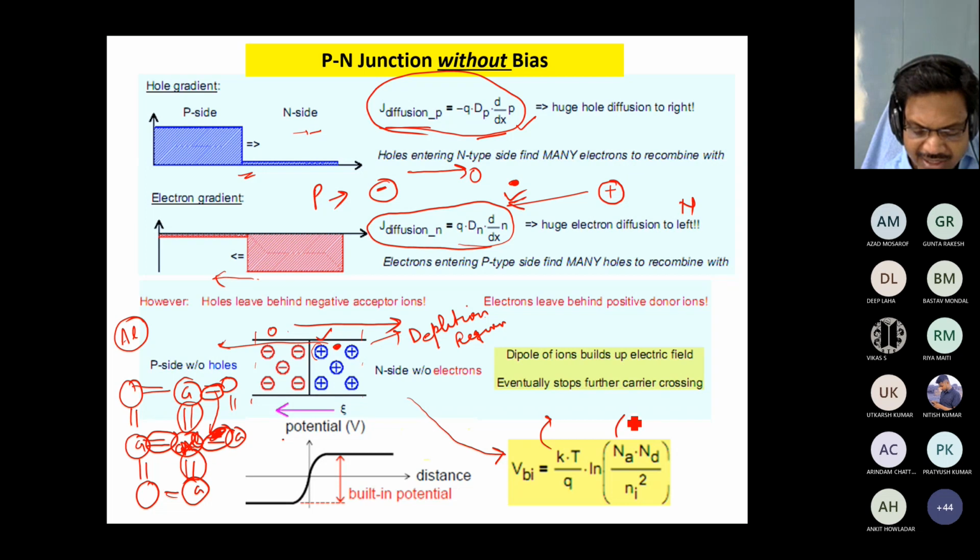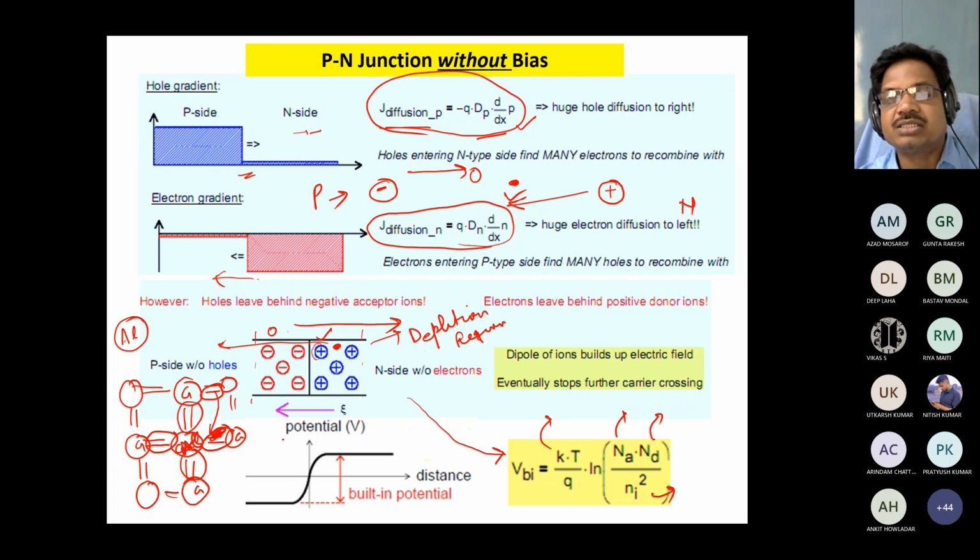What is Na? Na is the acceptor atom concentration. Nd is the concentration of the donor atoms. Ni is the intrinsic carrier concentration. So this is the formation of the built-in potential, or the barrier potential.